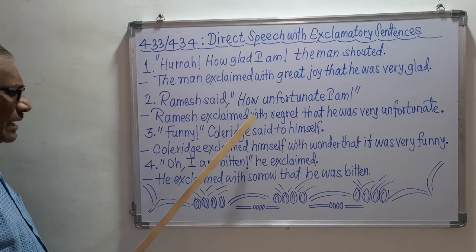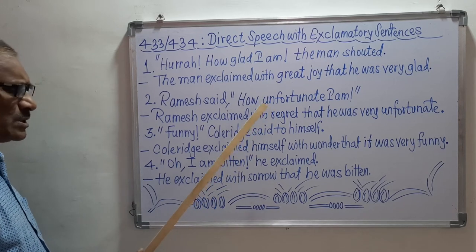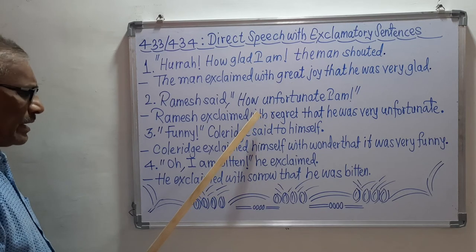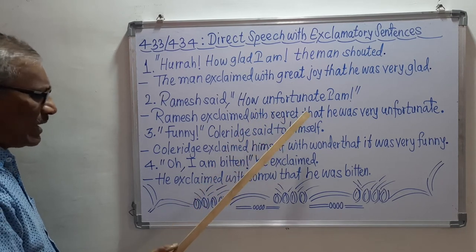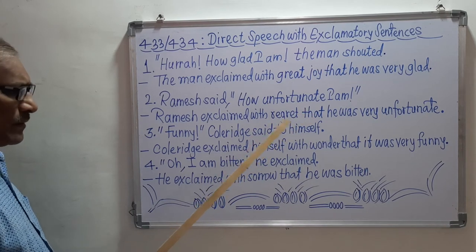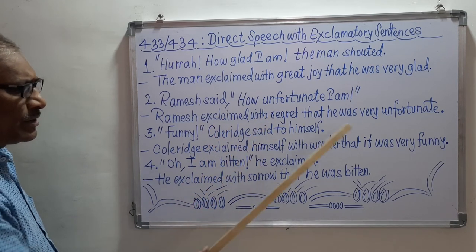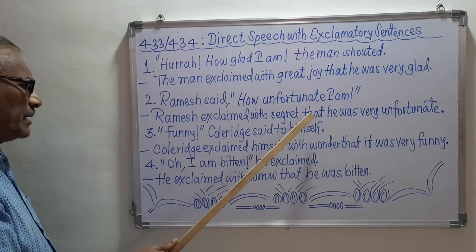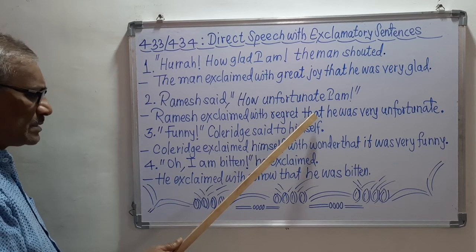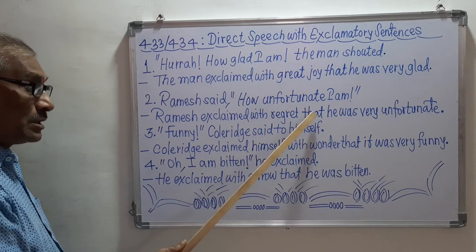That's why I have taken with regret, because he is expressing regret. Then I have taken the conjunction "that," because I have joined the reporting verb part and the direct speech part with this, as I will say "that." So this is the conjunction that.